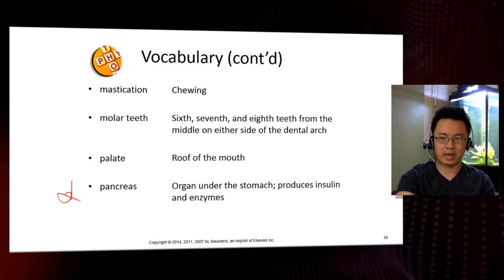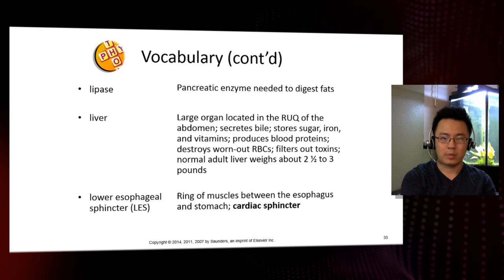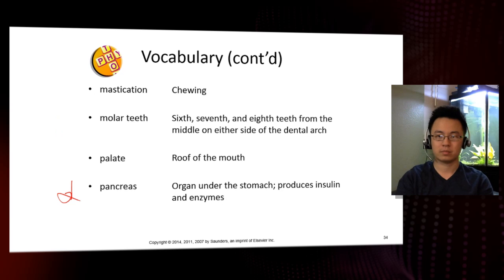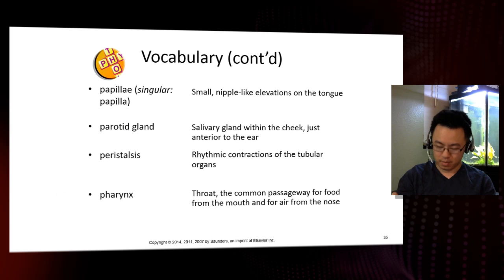Now let's go back a slide here. You might want to know liver, which is that large organ located in the right upper quadrant of the abdomen, which secretes out bile and stores sugar, iron, and vitamins, produces blood proteins, and destroys worn out red blood cells, which is why when the liver breaks down that red blood cell, it releases out that bilirubin pigment molecule. I would definitely want to know peristalsis, which is that rhythmic contraction of the tubular organs.